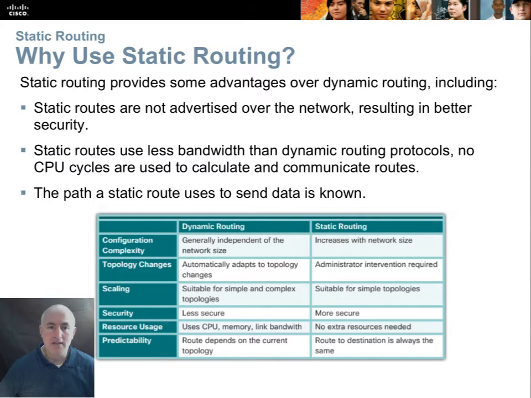And also the path a static route uses is known. We can document it, we can troubleshoot it, we know exactly where that data is going, whereas with dynamic routes it can change its mind from moment to moment as it decides on the best path. So dynamic routing is much more challenging from a troubleshooting standpoint.